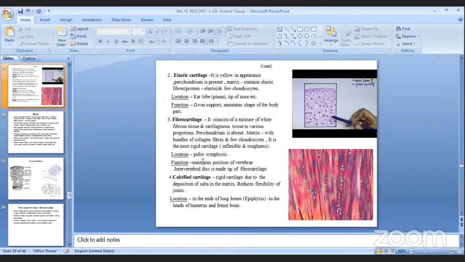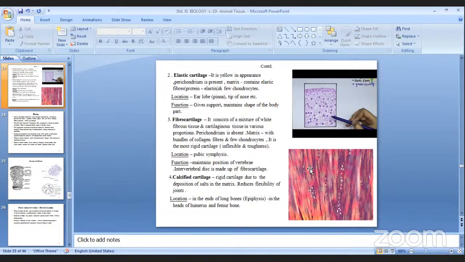Its location is the pubic symphysis, and it helps maintain the position of the vertebrae. The intervertebral disc is made up of fibrocartilage only. Clear? Now it consists of a mixture of white fibrous tissue and cartilaginous tissue in various proportions. Perichondrium is absent. The main characteristic is that perichondrium is absent.